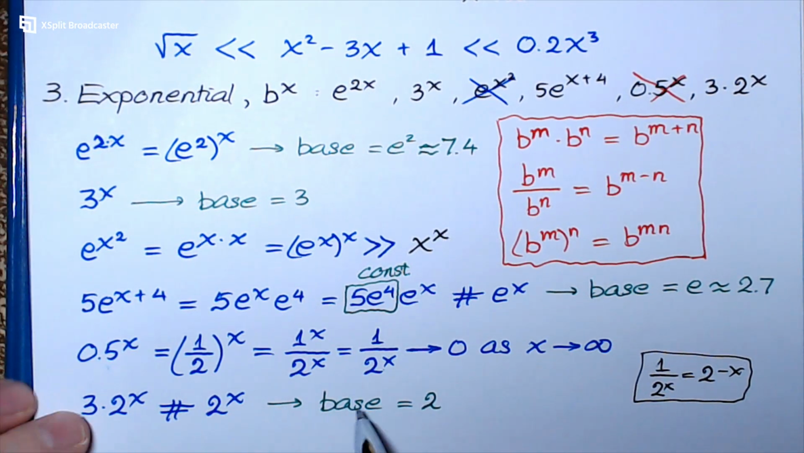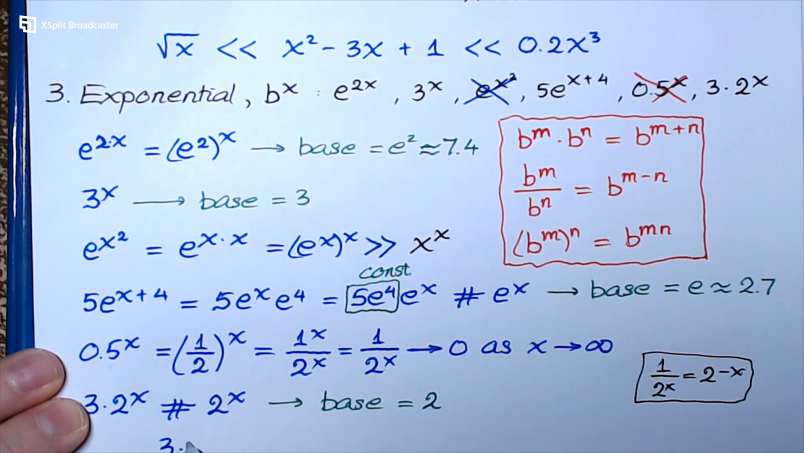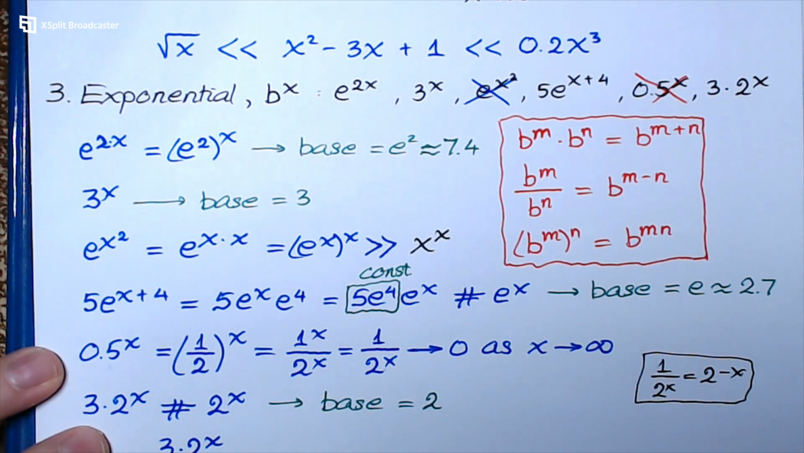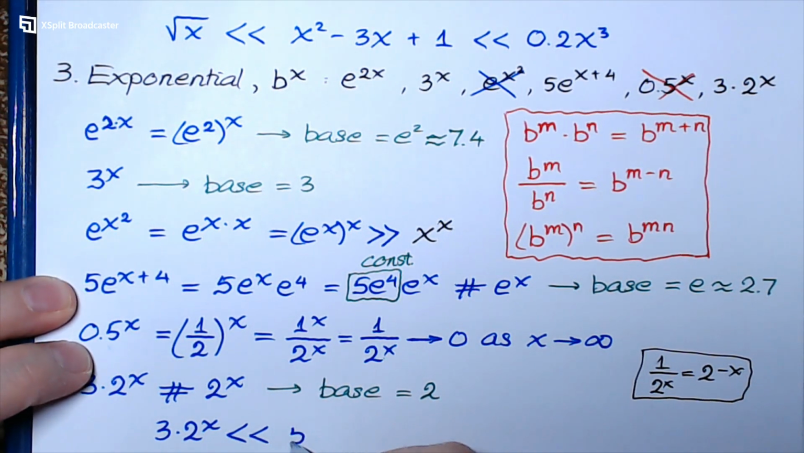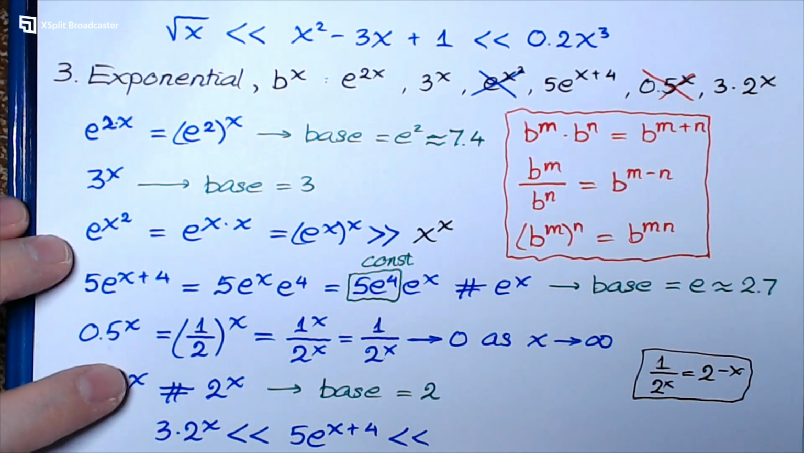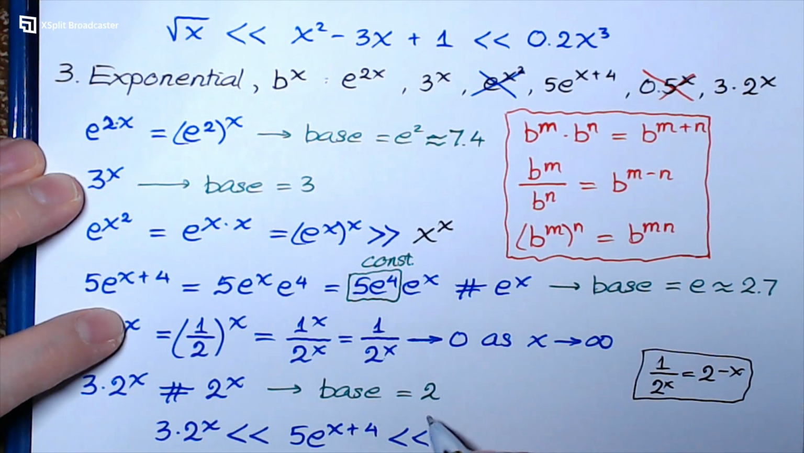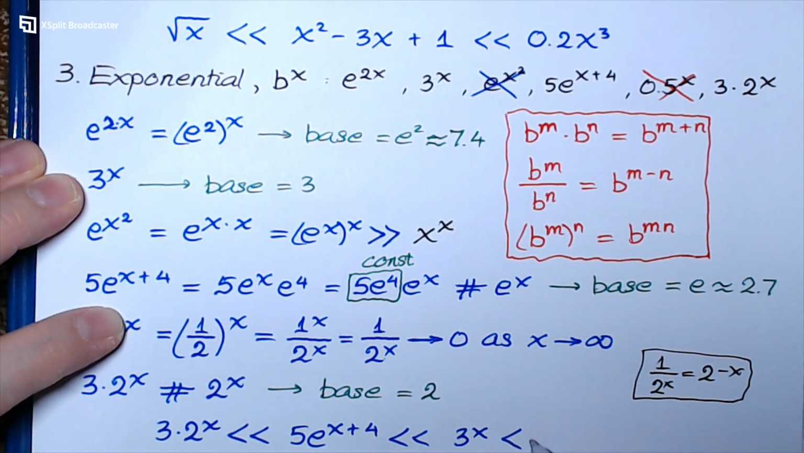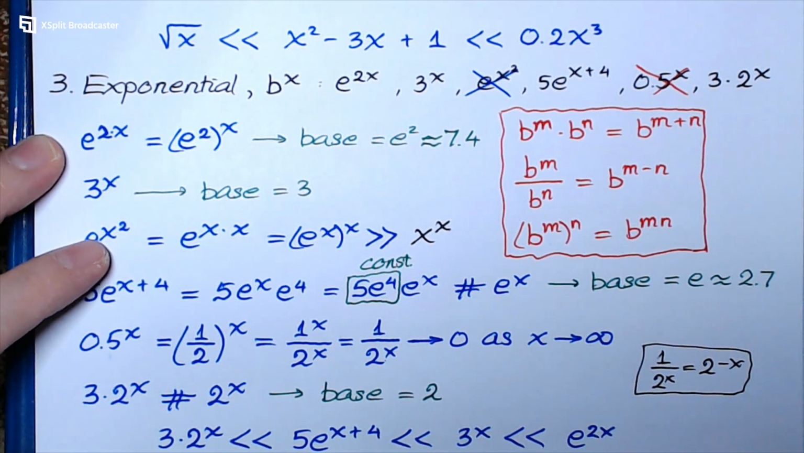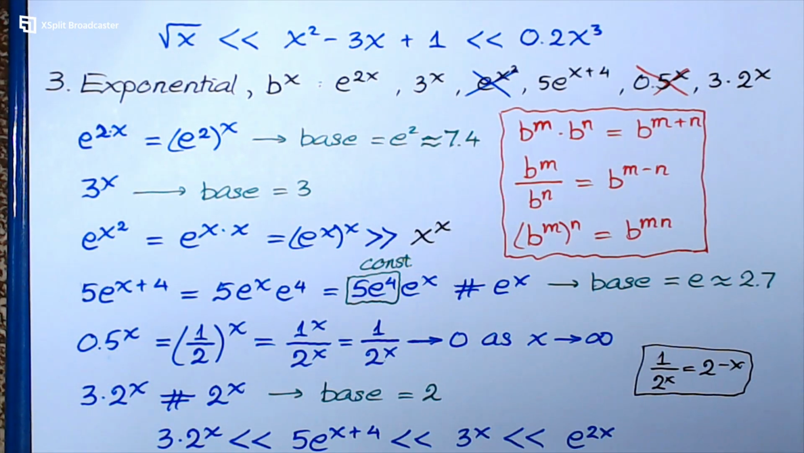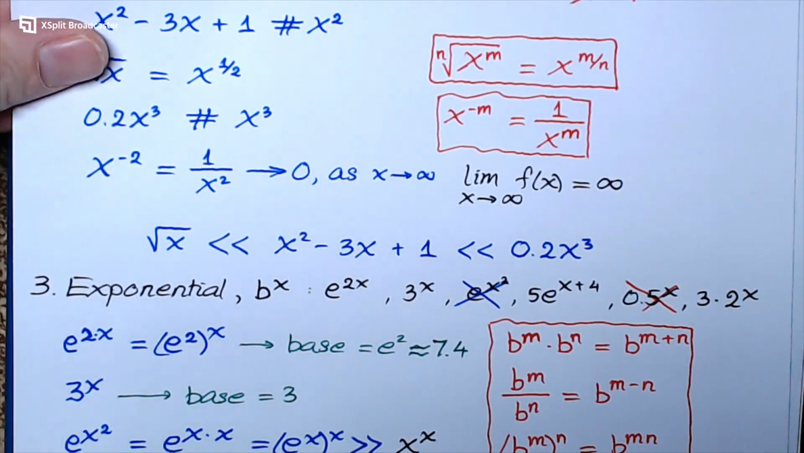Okay, now the rate, base 2 is the slowest. And then base e, this guy. And then base 3. And then e to the 2x, base e squared. Right. So that is the exponential function. We have those 3. Okay, what else do we have?